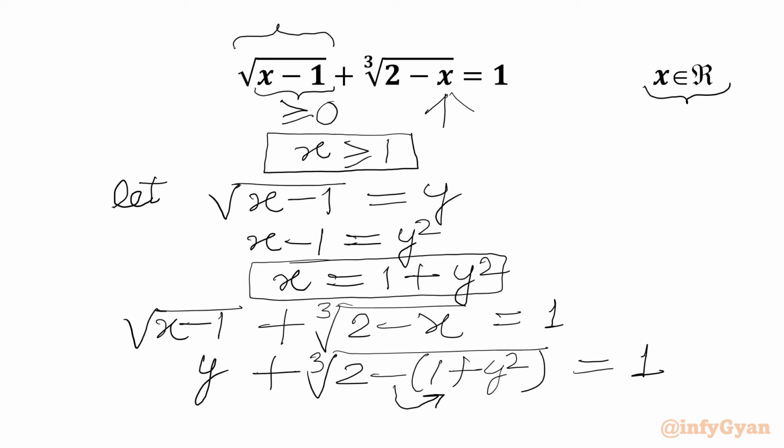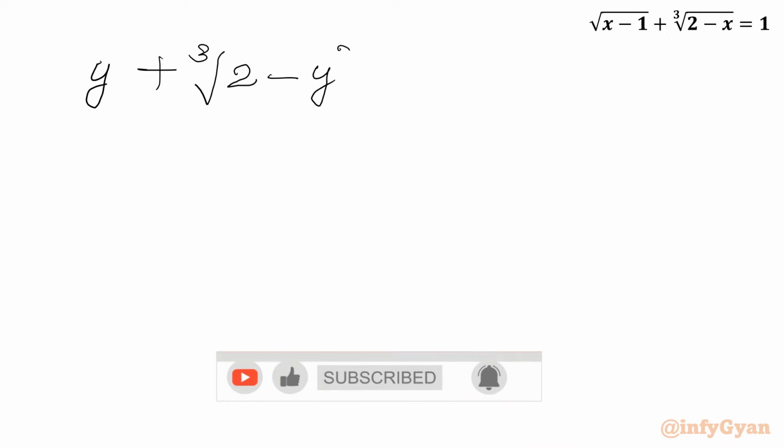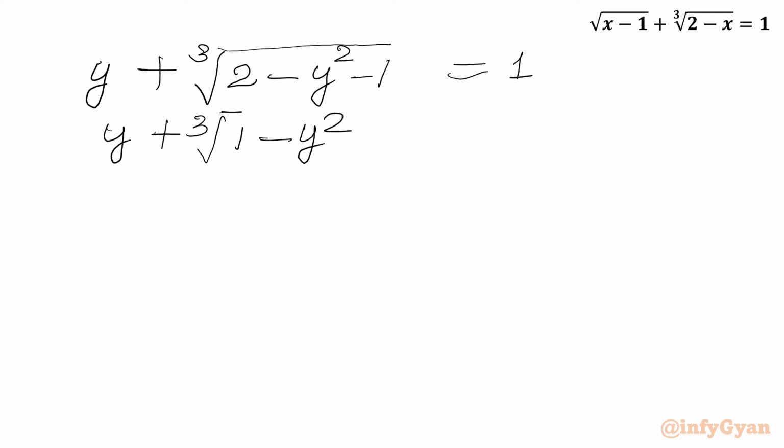We will write y plus cube root of 2 minus y square minus 1. RHS is 1. Or we can write y plus cube root of (2 minus 1 is 1), so we'll write 1 minus y square, equal to 1.